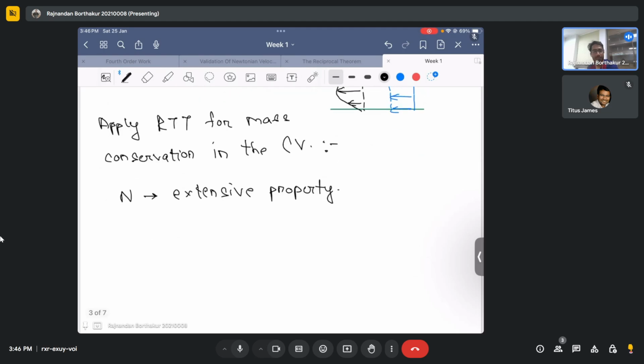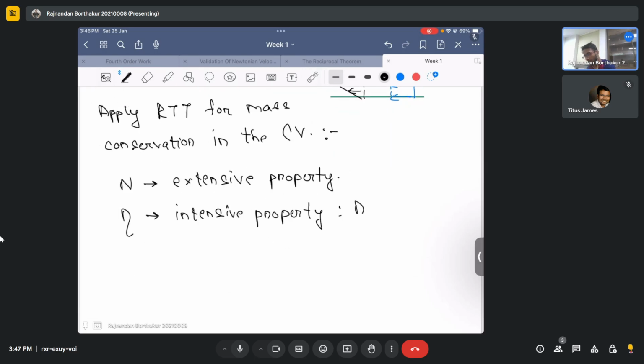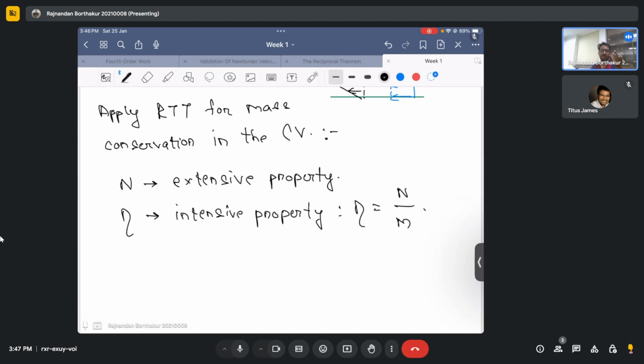Then for any extensive property, we can define an intensive property, which I will call eta. So eta is my intensive property, and the relation between eta and N is straightforward. Eta is just N by m, where m is basically the mass. So every property, if you divide it by its mass, becomes an intensive property.